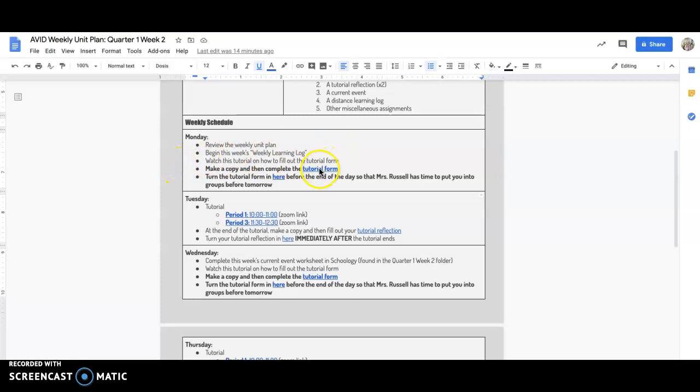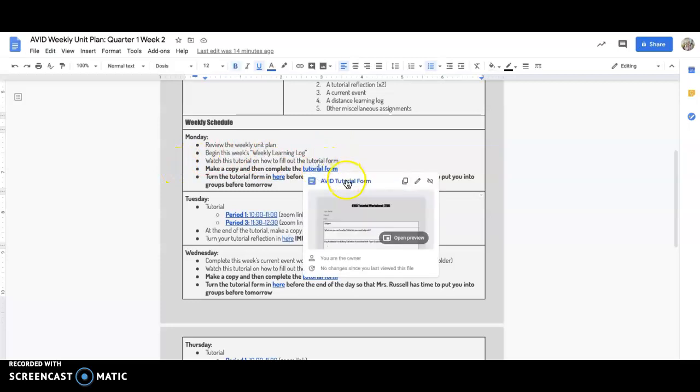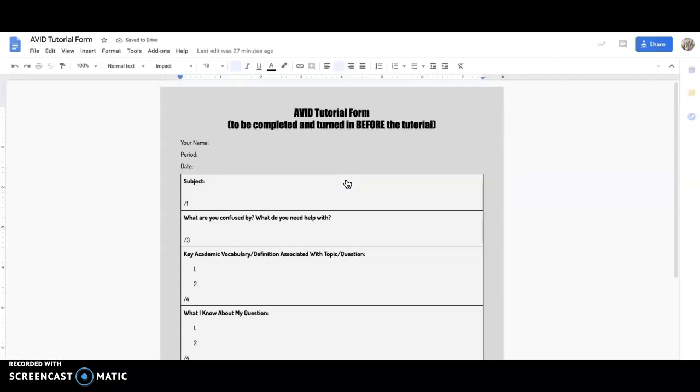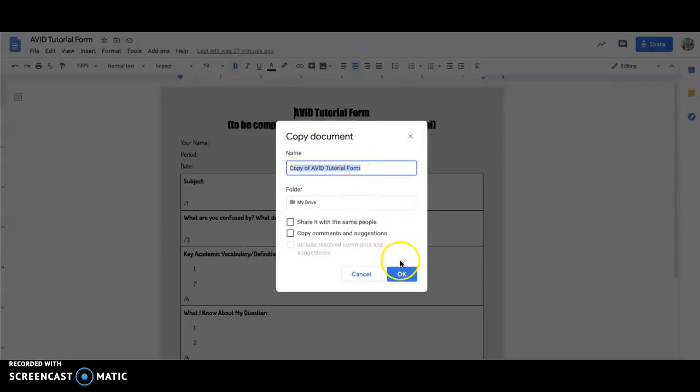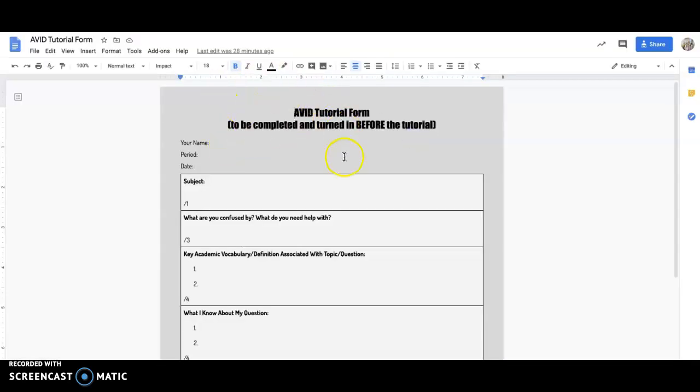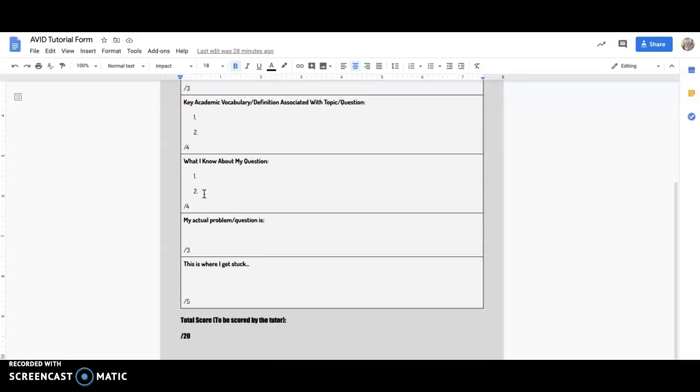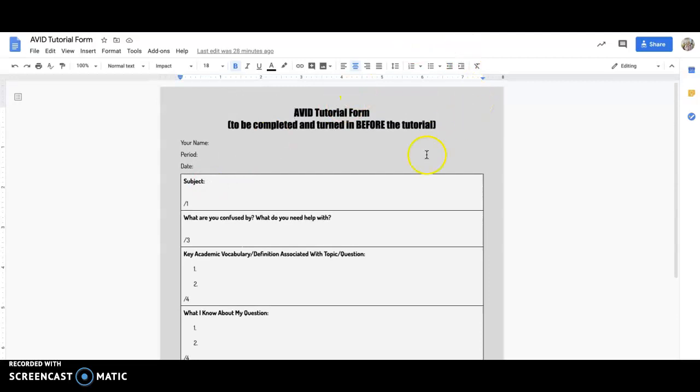Okay, so you're going to go ahead and click on that tutorial form, and when you open it up, it'll look something like this. The first thing that you're going to do, because if you try typing in this form it's not going to let you since it's my form, is go up here to File and then down to Make a Copy. It's going to ask you to make a copy, and then you will click OK. Once you click OK, it'll bring you to a copy of this form that you are then able to type in. You're going to fill it out, filling all of these boxes in. And I have an example for you from one of our tutors, Zane, who filled it out for you.